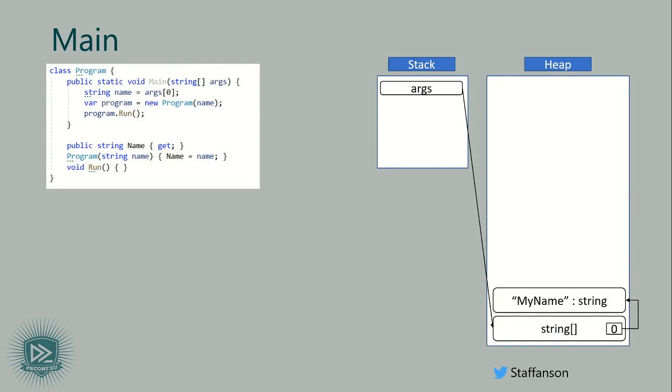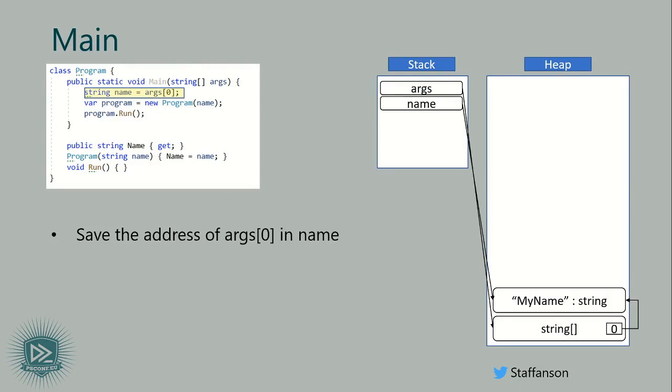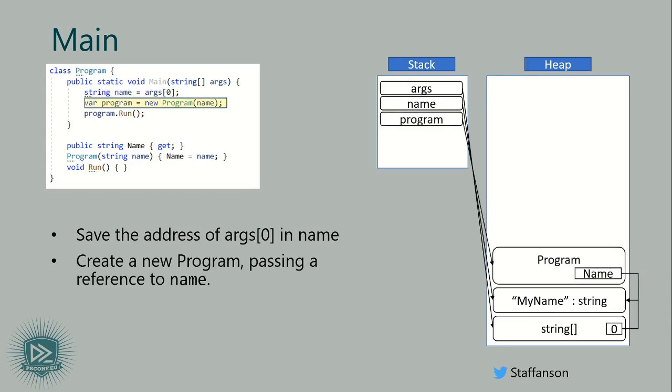So when we run this, we save the address now. You see the first line here. We assign the first argument to name. The stack gets this reference, and it also points directly to the string containing my name. Then we create the program. The program itself has a member name, which points to this string in memory.